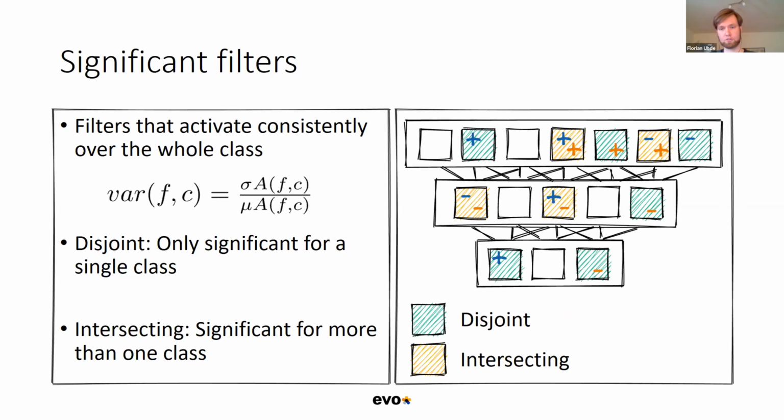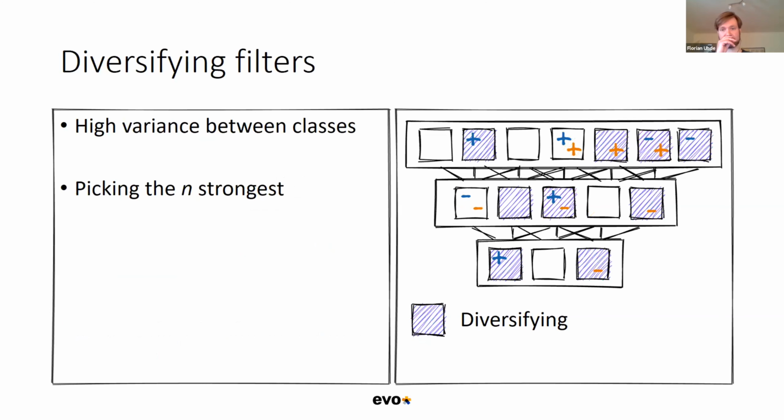And one thing to note, if you look at the yellow filter right in the center, we can have intersecting filters that have different levels of activation. So the one in the center would activate strongly on images of class A and would not activate on images of class B. And this brings us to the second class of filters, which are diversifying filters, which are filters that do have a high variance between the classes.